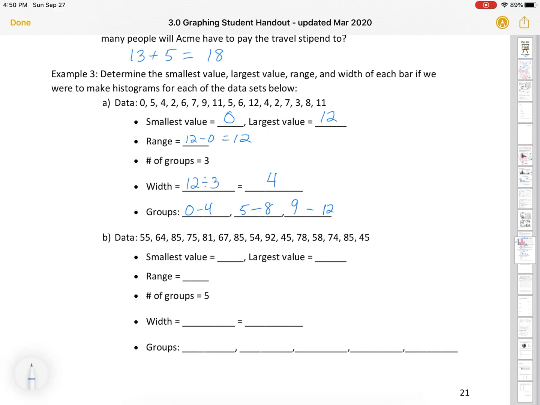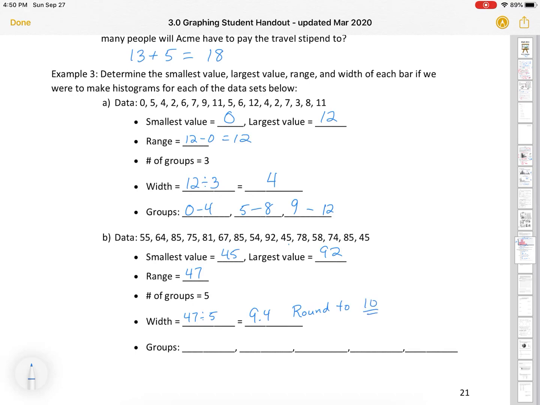Looking at the data for here, the smallest value is, okay, I've got a 55, a 54, a 45, and a 45. So 45 is my smallest value. Okay, I got an 85, an 85, a 92, and 92 is my largest value. So 92 minus 45 gives us a range of 47, and I want 5 groups. Now, 47 divided by 5 equals 9.4. So I would round to 10.